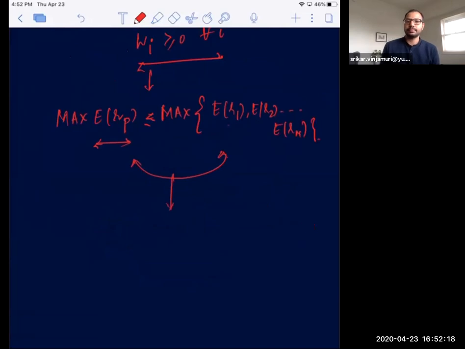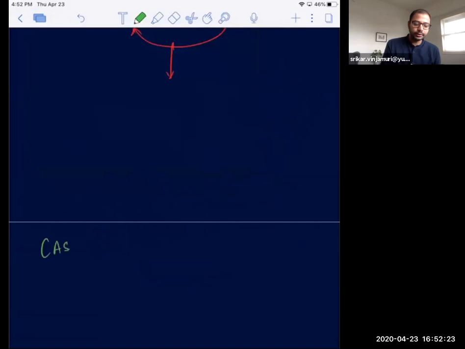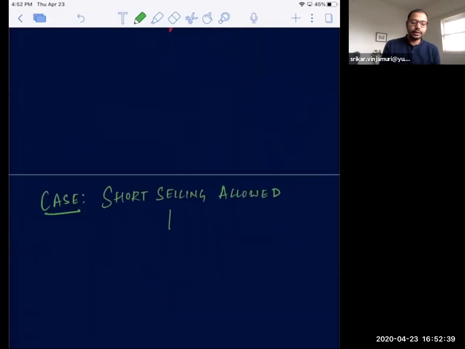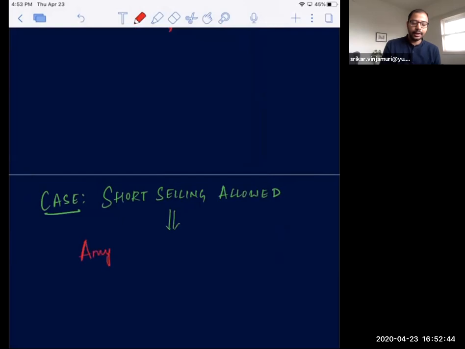However, if I go into case 2, where I allow for short selling, then the key result that comes out of it is that any expected return on the portfolio is possible. Just by combining 2 risky assets, you can generate any expected return that you want to imagine.